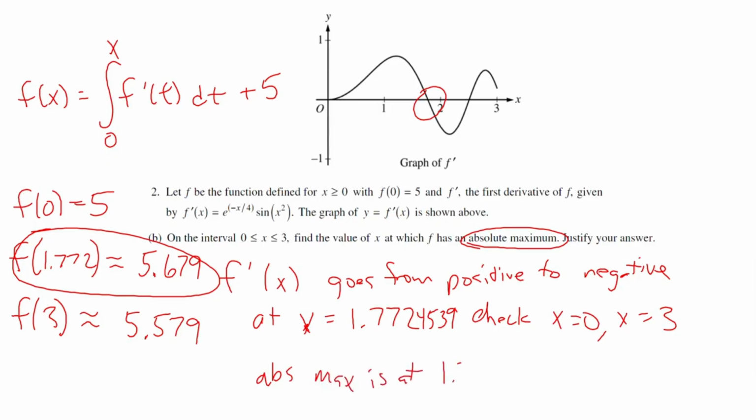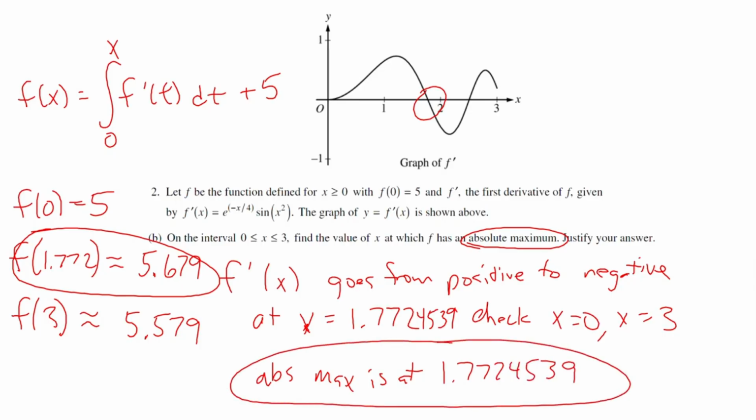So our absolute max is at 1.7724539. And of course, you could have also got the exact value of that, because you could just see when sine of x squared is equal to 0, that value happens to be the square root of pi also. So you could have done that by hand to find that and then used your calculator to check the values, but either way is fine since it's a calculator question.